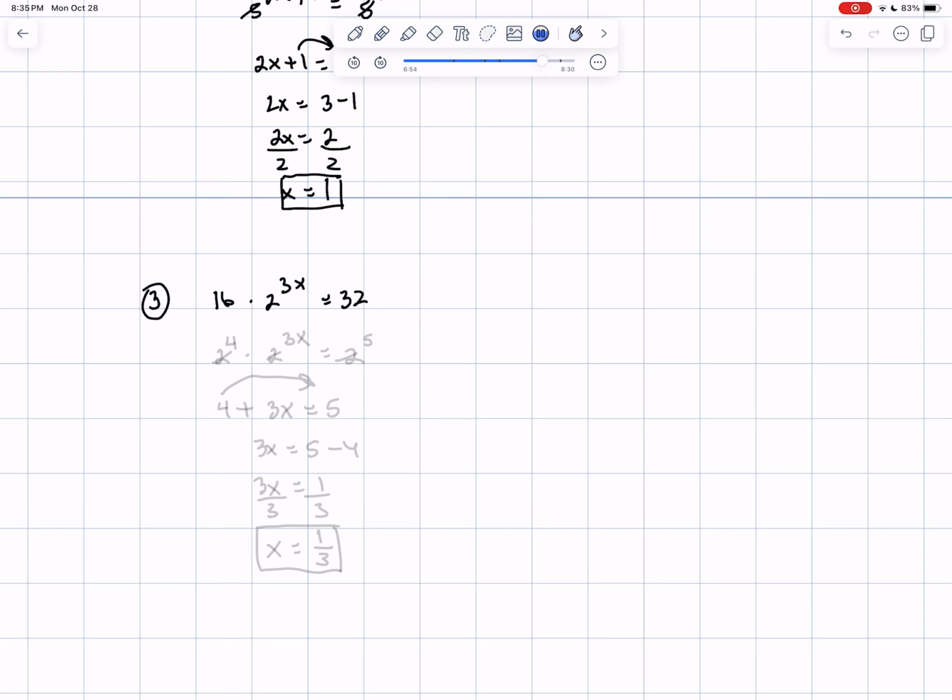So 2 is already given to us, so I'm going to use 2. So 2 to the what gives me 16? We know 2 to the 4th gives me 16. What about 32? 2 to the 5th gives me 32. So then we have the same bases. They go away. Then we get 4 plus 3x. Multiplication gets replaced with addition. I move the 4 over. So x equals 1/3.